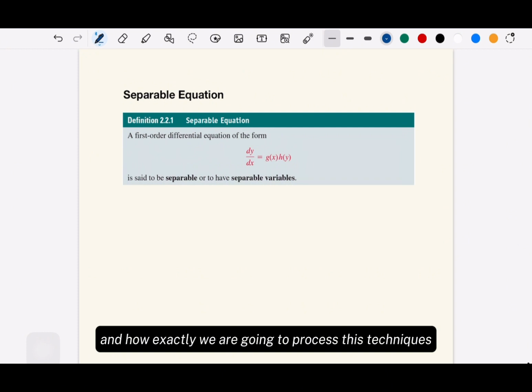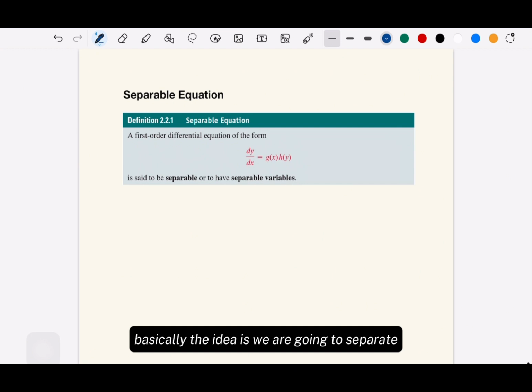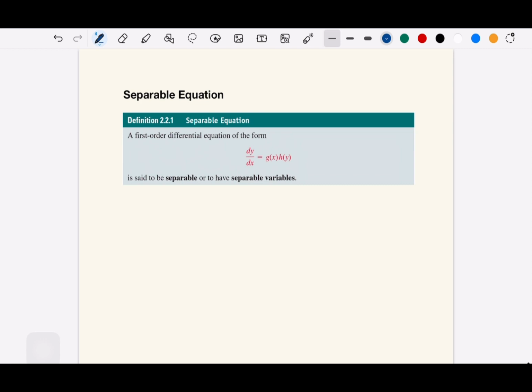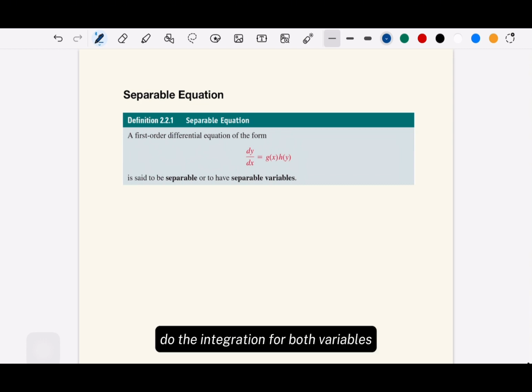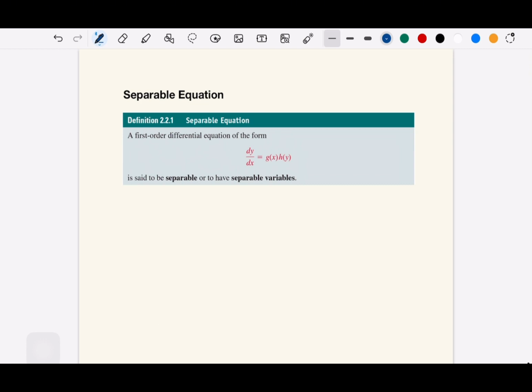And how exactly we are going to process this technique? Basically, the idea is we are going to separate variable y with variable y and variable x with x. So y with dy, x with dx. And then do the integration for both variables with this time. Okay. So, for example, let me get you into the example.